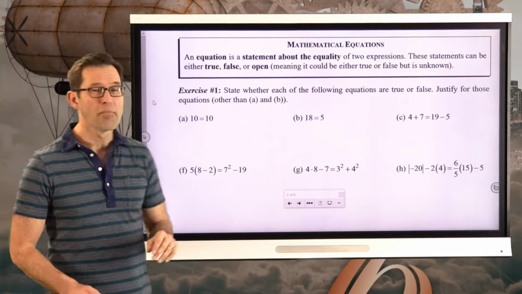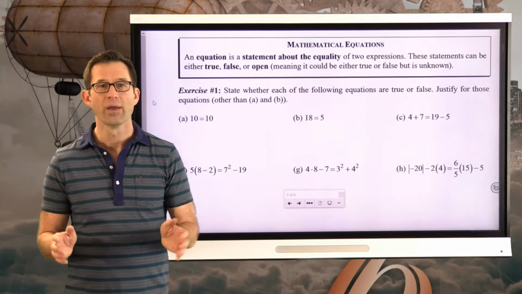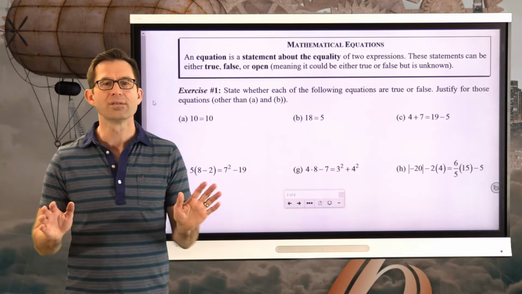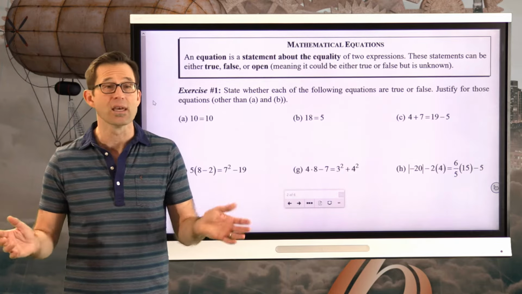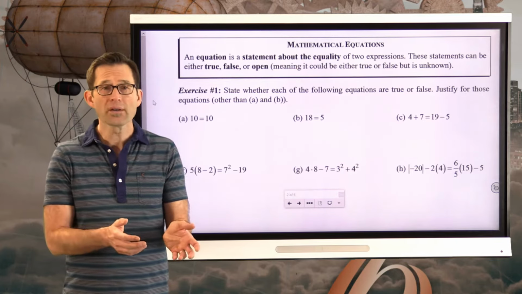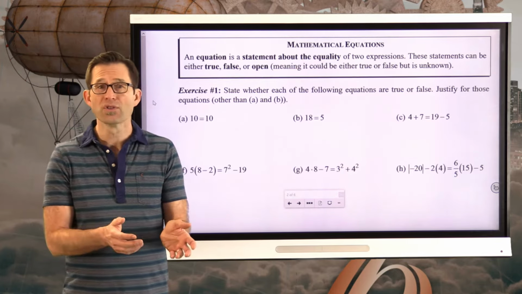So, a mathematical equation. An equation is simply a statement about the equality of two expressions. That's it. We talked about expressions in the last unit. We even evaluated expressions when we were given values of variables. But at the end of the day, all an equation is, is a statement about the equality of two expressions. Now, that statement could be true.